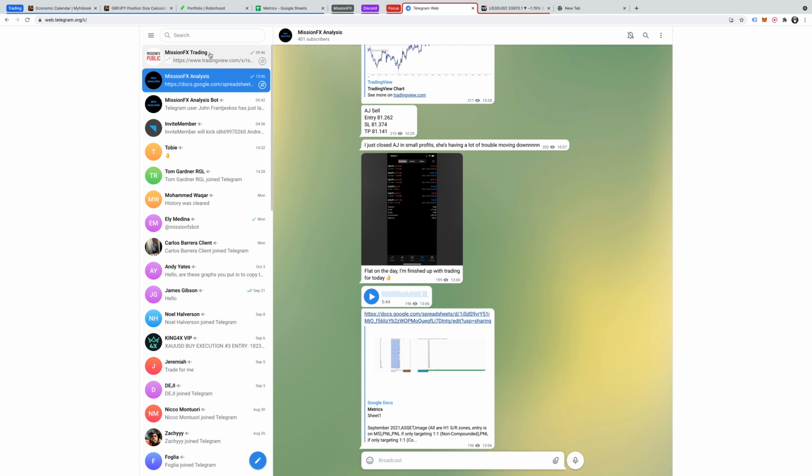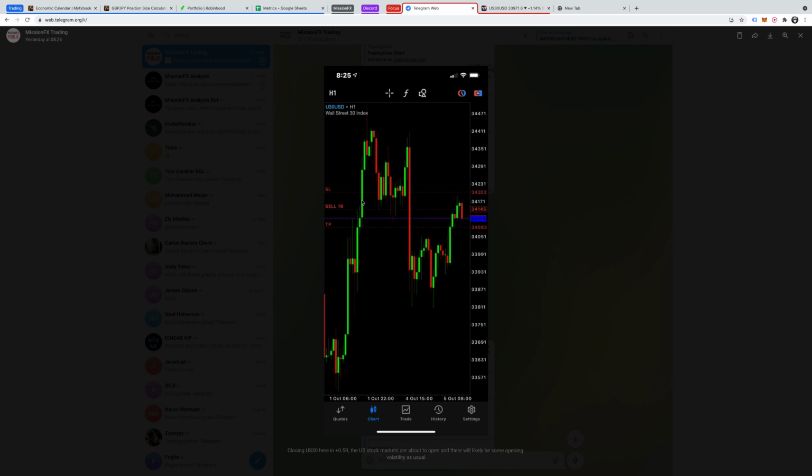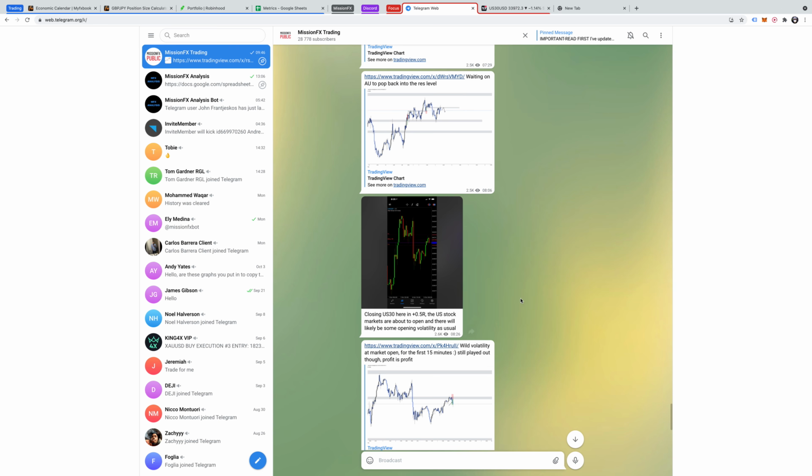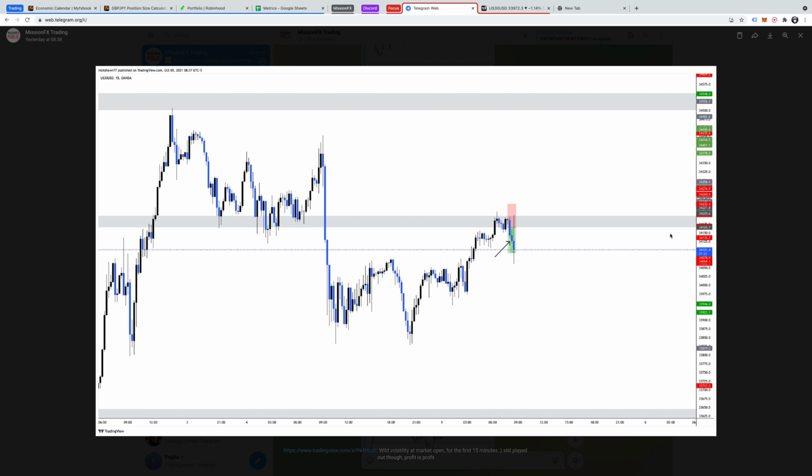Yesterday I screwed up and I accidentally called it here instead. So this is when I was in the trade. See, it was halfway to the target right there, so it was like plus 700. And I put this little thing in the free Telegram. I put it in the wrong Telegram. I was closing US 30 here at plus 0.5 R. US stock markets are about to open and there will likely be some opening volatility. And then like 10 minutes later, it still played out.